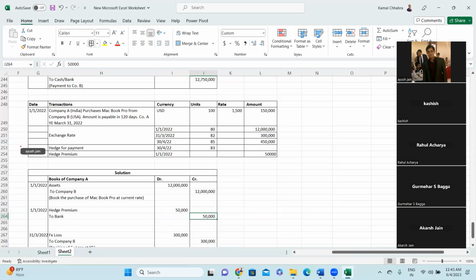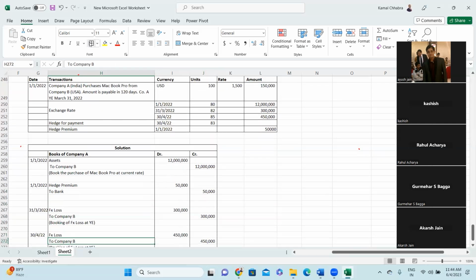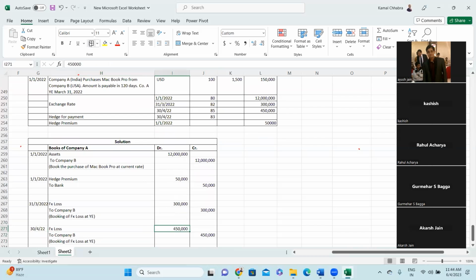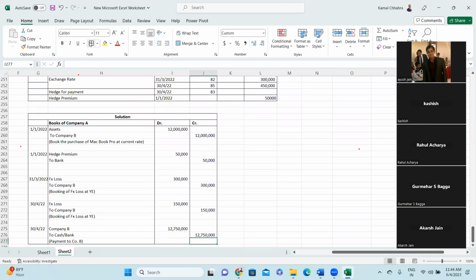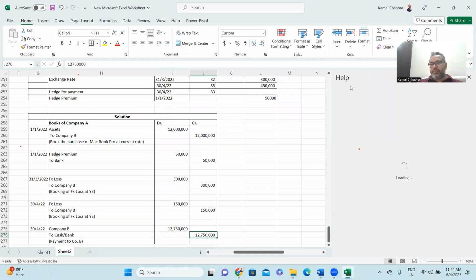Yeah. So here, the bank got 50,000 rupees, and then after the 31st March would be the same entry, but here you will be paying how much? 83. That means 150,000. Your loss will be restricted to how much? What will be the total expense?